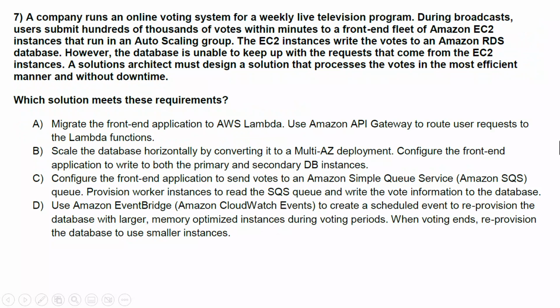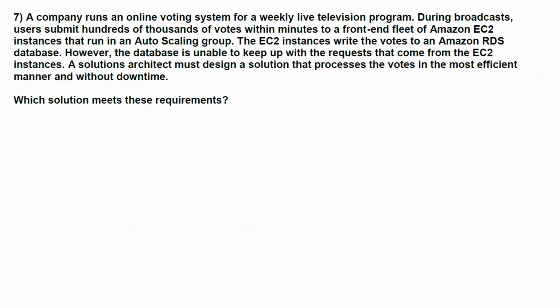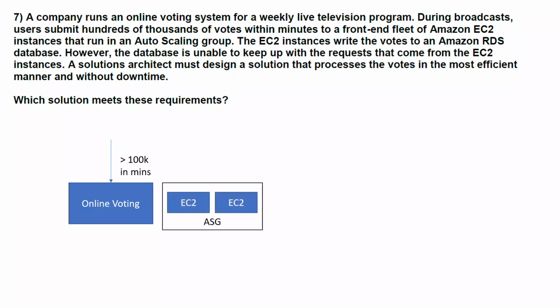Question 7 is really long. So let's focus on the problem. A company runs an online voting system for a weekly live television program. And during broadcasts, users submit hundreds of thousands of votes within minutes. The request is handled by a fleet of EC2 instances with auto-scaling. These instances then write the votes to an RDS database.